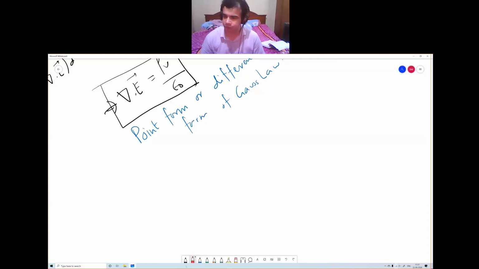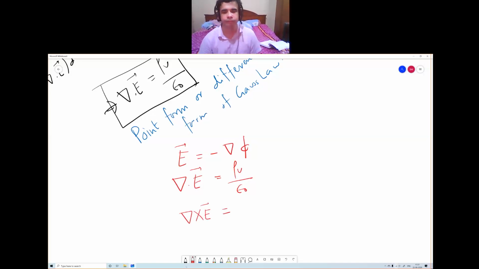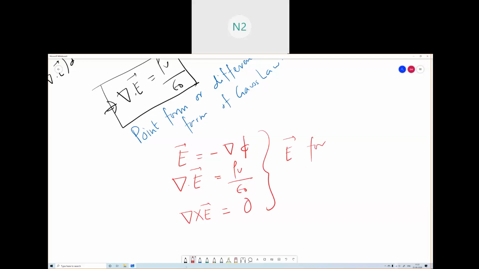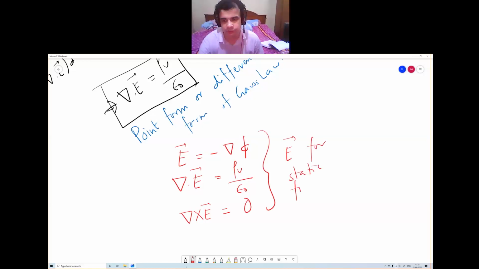Now clearly gradient of E is not defined because E is a vector, but E itself is the negative gradient of a scalar. Divergence of E is rho v by epsilon naught, and curl of E, what is curl of E? It is 0. So this is E for static fields. This is what we discussed so far in the exercise.